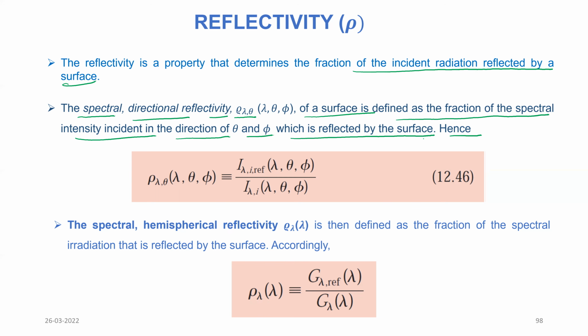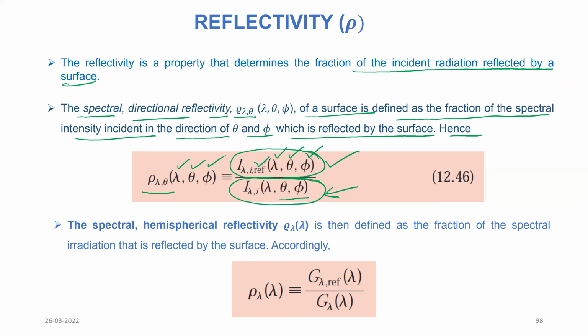Hence rho lambda theta, which is a function of lambda, theta and phi, is equal to the reflected energy, of a particular wavelength in a particular direction theta phi, divided by the total energy falling in this particular wavelength range in this particular direction theta and phi. So this is the spectral intensity of the radiation incident on the surface, and this is the reflected part of this incident radiation.